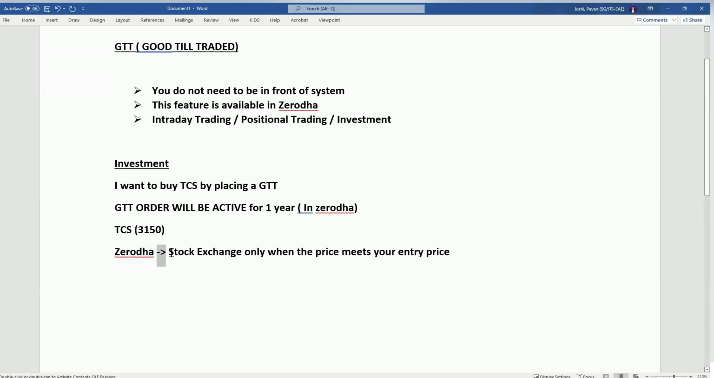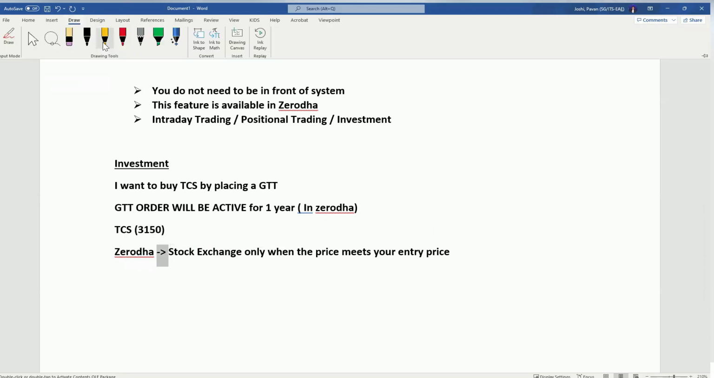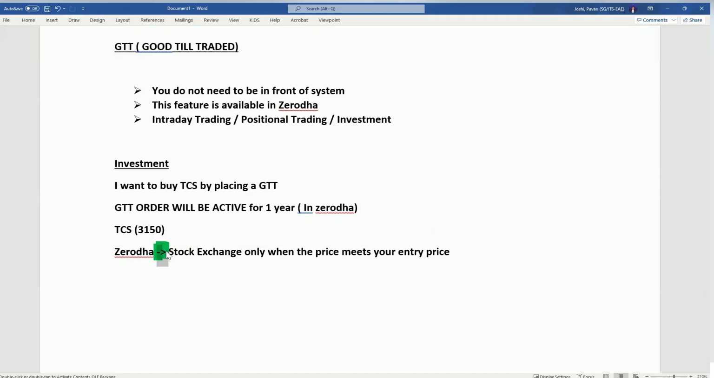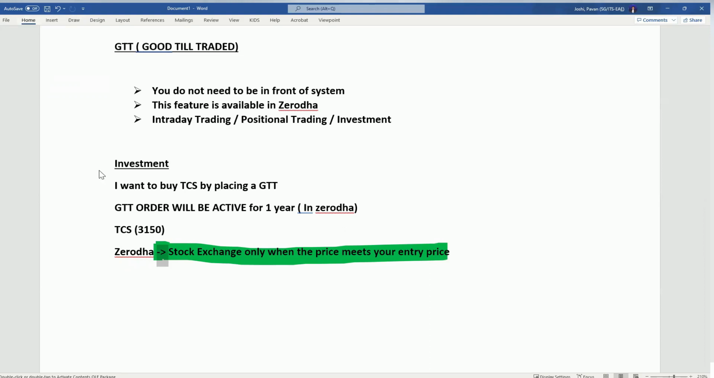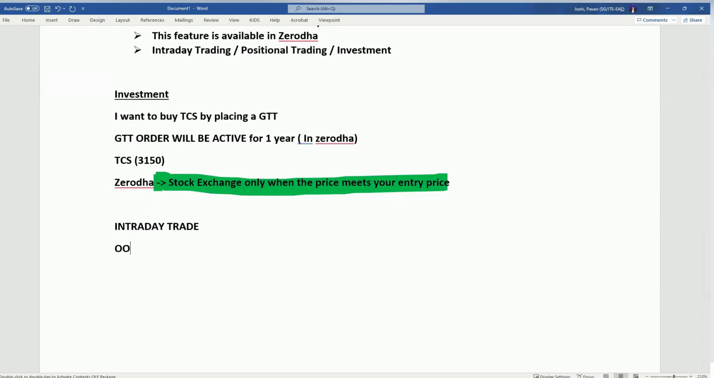So with this feature, let's say 3150 is TCS, Zerodha will send the order only when the price comes to 3150, and the stock exchange will pick this order and execute it only when the price meets our entry price, right? That's the beauty of this system. You can use this very easily, and even if you're out of the state or out of the country, you can just place your order and it automatically takes care, right? Hope you're learning something new today.